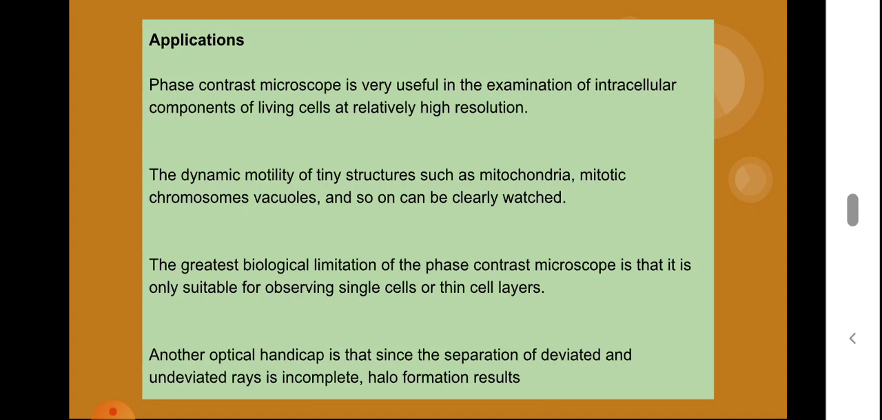Okay, these are the main limitations of the phase contrast microscope, and the applications are that it can be used to view living cells, and also to view unstained cells. We can see intracellular components of the cells through this. Also the motility of the cells as well as the motility of certain intracellular components can be viewed through the phase contrast microscope. Thank you.